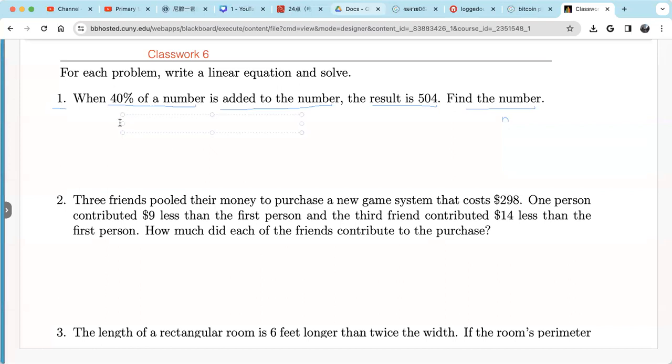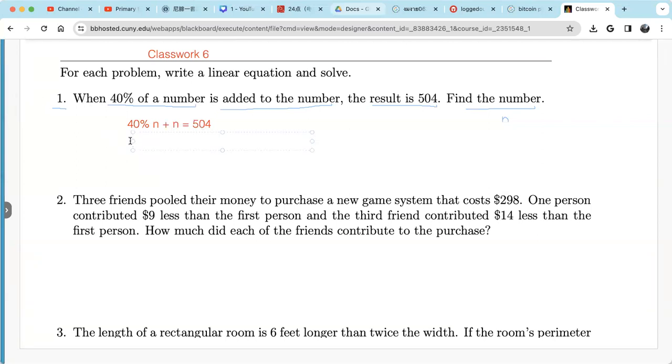So let's translate. 40% of a number, that means 40% times n, is added to the number, which is n. The result means equals 504. So we have formed an equation: 40% times n plus n equals 504.